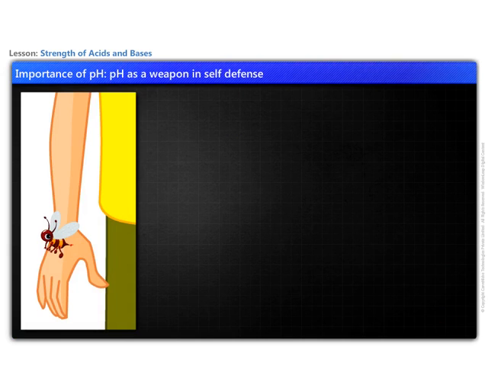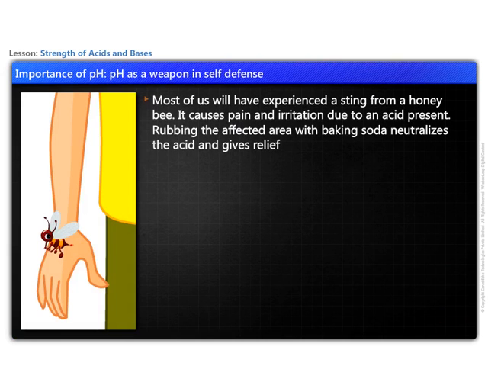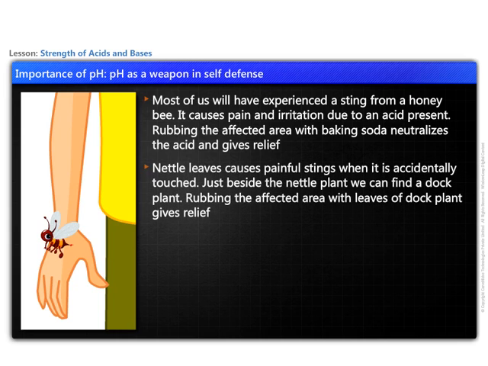pH as a weapon in self-defense. Most of us will have experienced a sting from a honeybee. It causes pain and irritation due to an acid present. Rubbing the affected area with baking soda neutralizes the acid and gives relief. Nettle leaves cause painful stings when accidentally touched. Just beside the nettle plant, we can find a dock plant. Rubbing the affected area with the leaves of the dock plant gives relief.